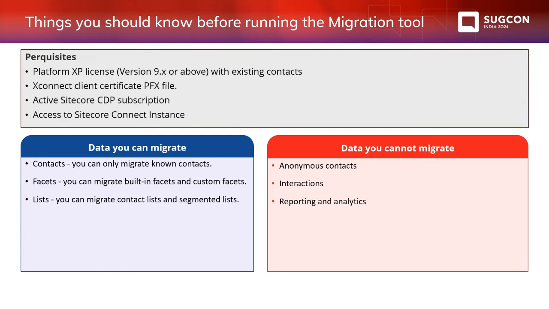Again, even if you don't have access to a Sitecore Connect instance and you purchase Sitecore CDP, you can get access to these specific recipes for this migration tool. But in my opinion, access to a Sitecore Connect instance is good to have. Again, the data we can migrate is contacts, facets, and lists, and the data we will not migrate is anonymous contacts, interactions, or reporting analytics.